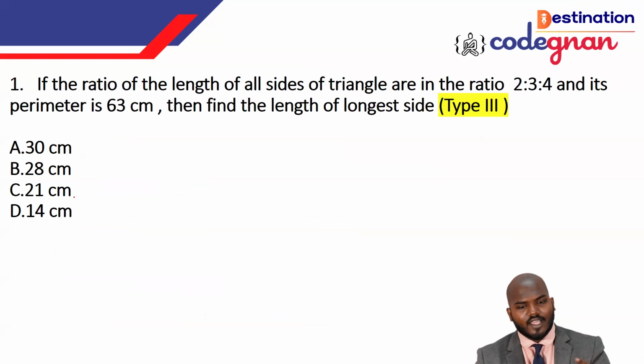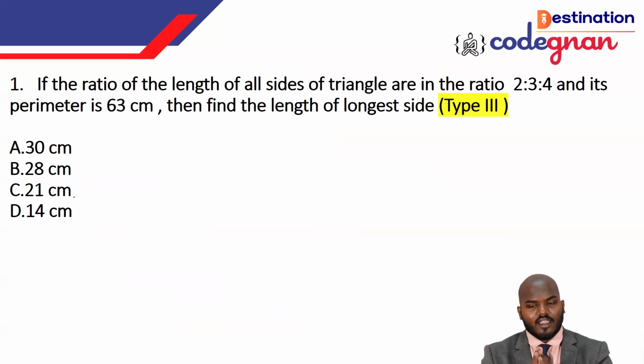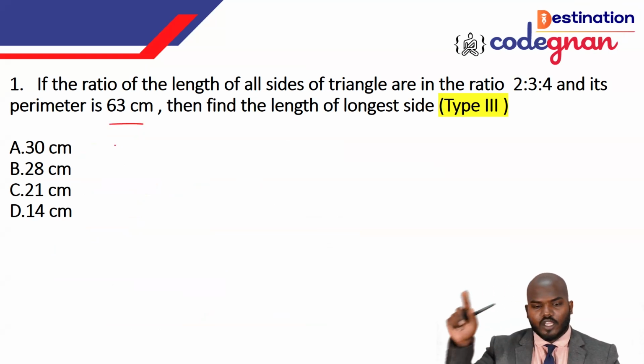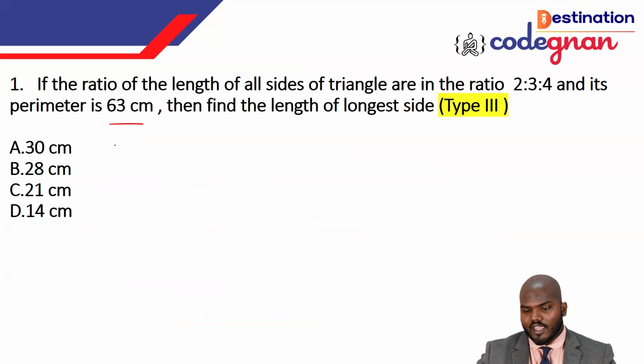The ratio of the lengths of the sides of a triangle is 2:3:4, and the perimeter is 63. What is the perimeter? The perimeter means the surrounding length. So I can write that the lengths of the sides of the triangle are in the ratio 2:3:4.